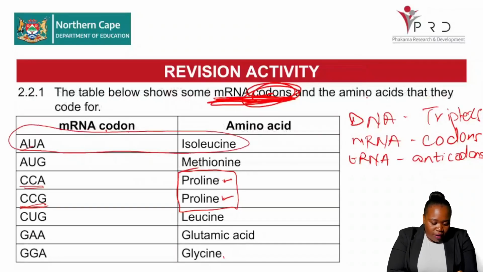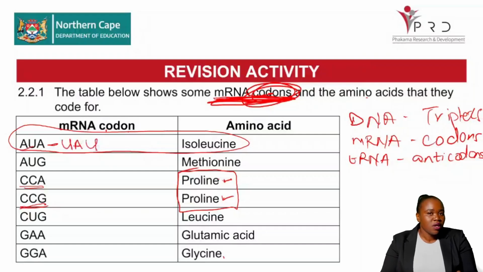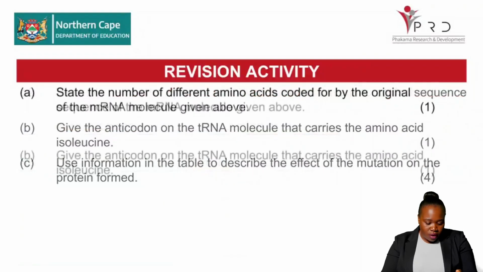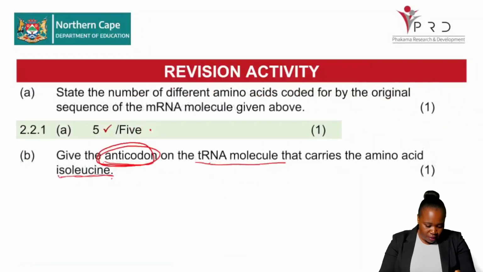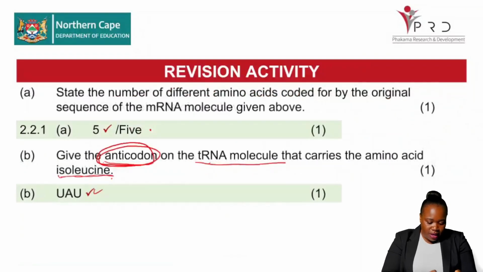AUA. So if we have AUA, what does AUA pair with? AUA would pair with UAU. Remember, we do not have T, we do not have thymine. So it will be UAU. That would be our anticodon for isoleucine. Right, there we have it.